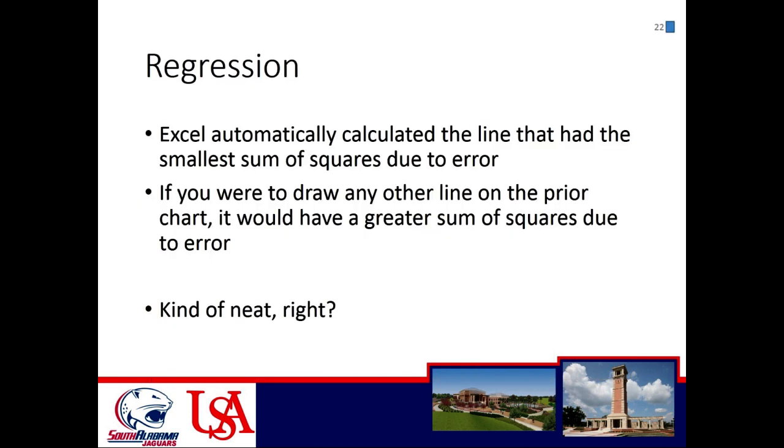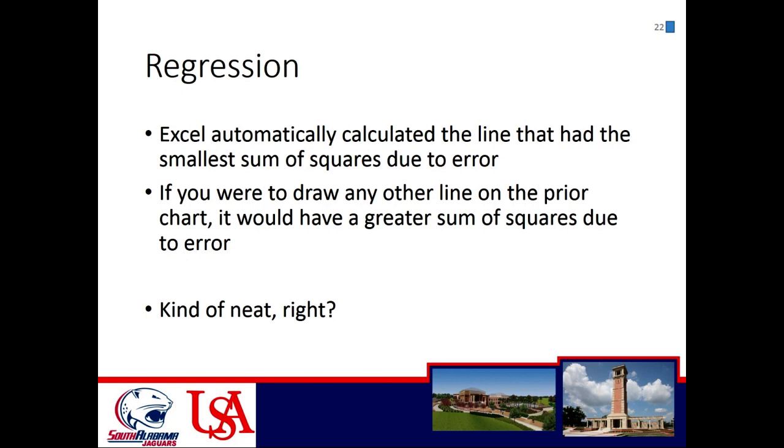So therefore, Excel automatically calculated the line that had the smallest sum of squares due to error. And if you were to make any other regression equation on the prior chart, maybe a curved line would do better, maybe a weirdly shaped line would do better, but we're just assuming we're talking about straight lines for now. If you were to draw any other straight line on the prior chart, it would have a greater sum of squares due to error. And that's how we define best.